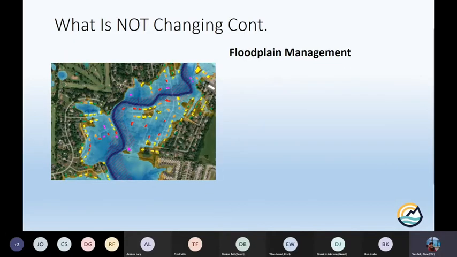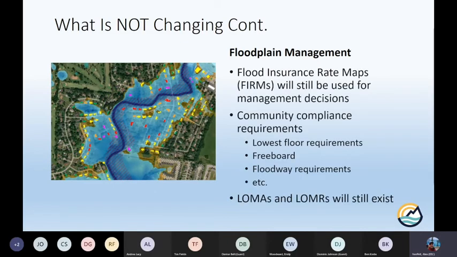Other things that are not changing are parts of our floodplain management program. So flood insurance rate maps, they are not going away. We're still going to use the floodplain maps to make floodplain management decisions. Similarly, the floodplain maps are going to be used by lenders when they make their mandatory purchase decisions. Okay, so the maps aren't changing. They may be tweaked, but they're not going away. They're still going to be used for decisions.